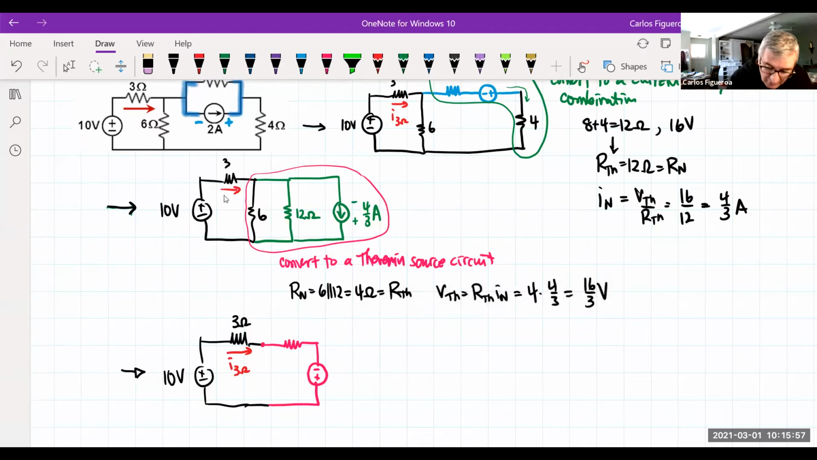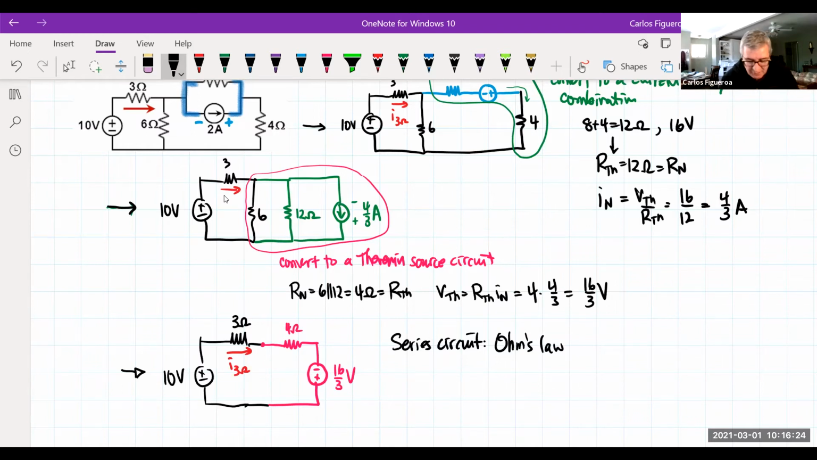So if I do that, you could see that this guy's really what? A 4 ohm. And this guy's going to be a 16/3 volt. So now I have a series circuit. So that tells me here is that I have what? I'm going to use Ohm's law.